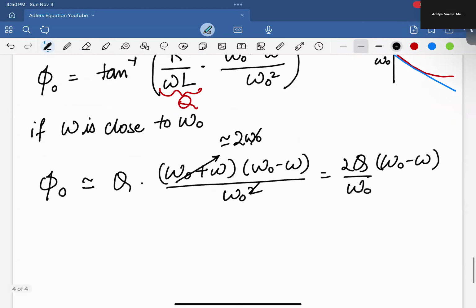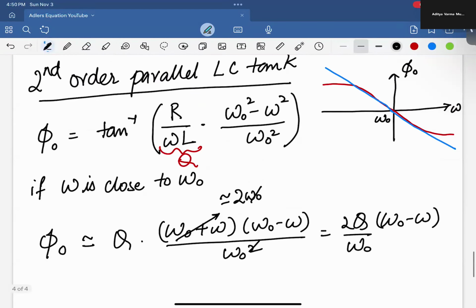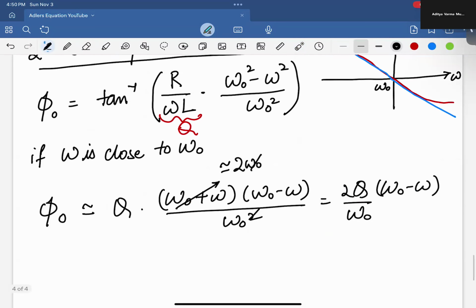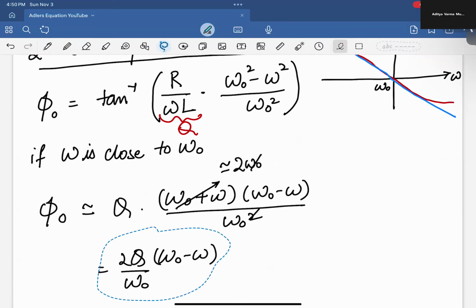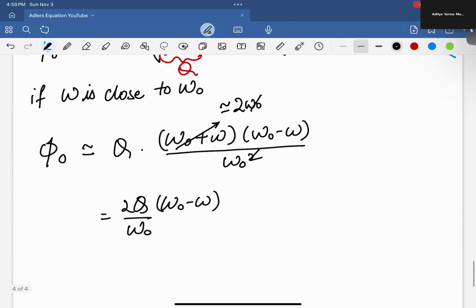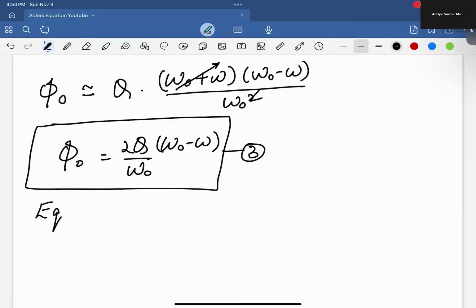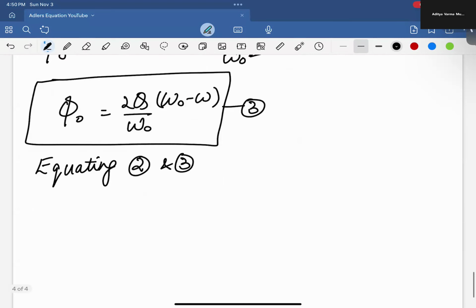Okay, very nice. So now we have two different expressions for phi naught. We have this expression for phi naught, and we also have this expression, right? So we just equate them. So let me call this number 3. Okay, so then equating 2 and 3.